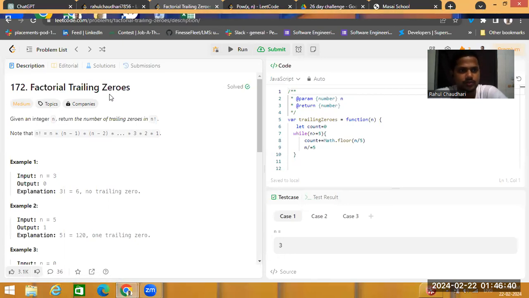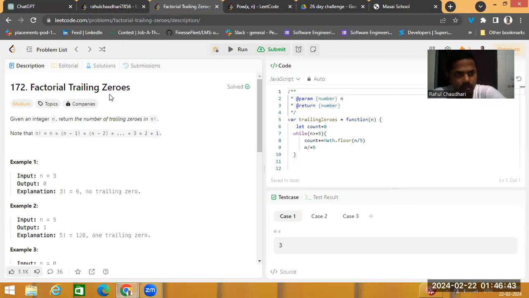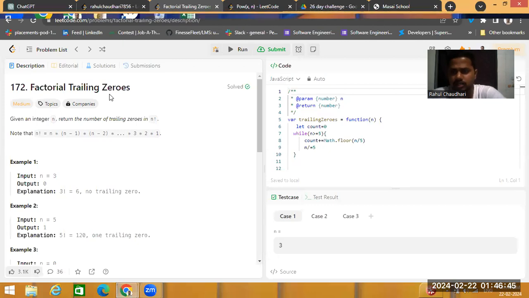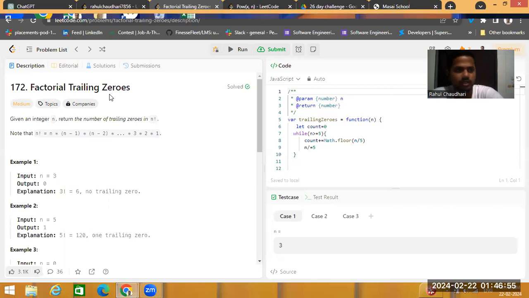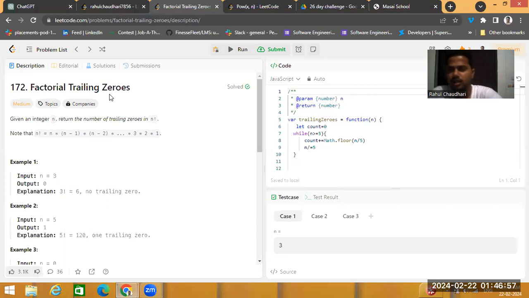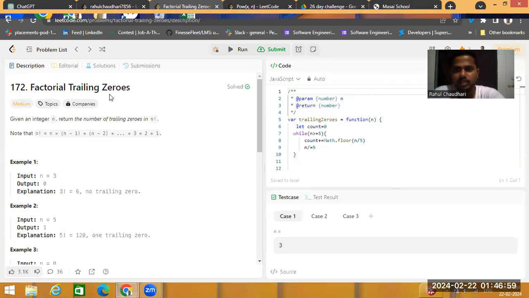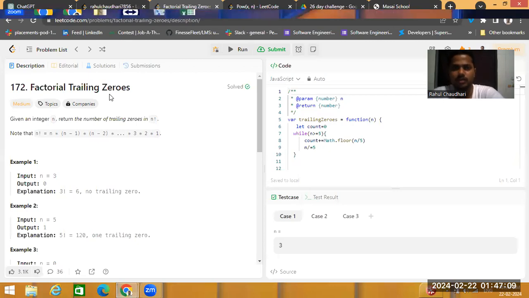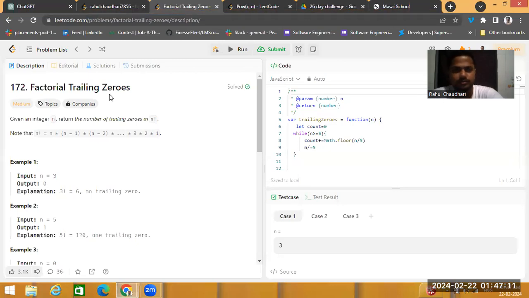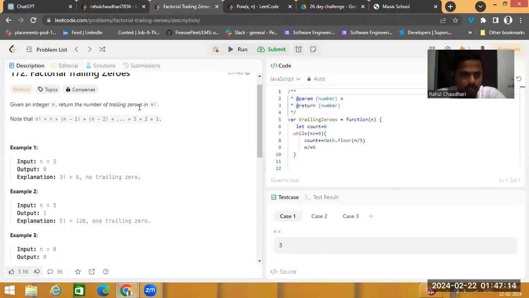So in this question, in the description they are mentioning that it is given one integer n, and return the number of trailing zeros in n factorial, right? Note that n factorial means you know the factorial, right? Factorial means whatever number we have, we keep reducing by one and multiplying, till one.